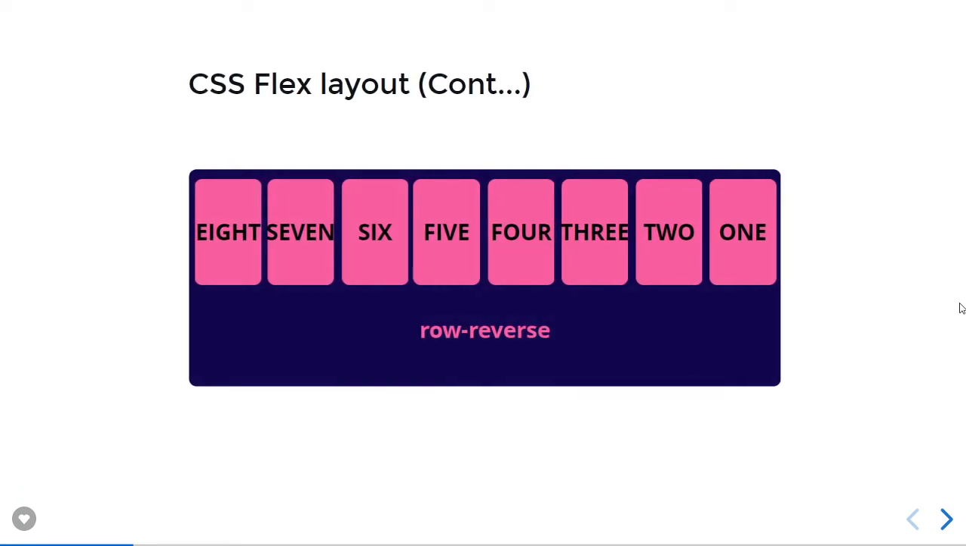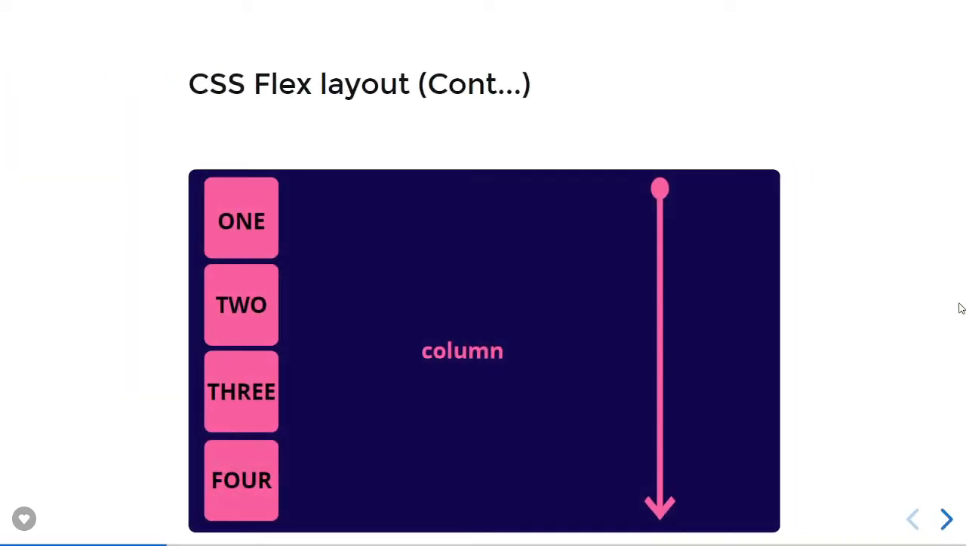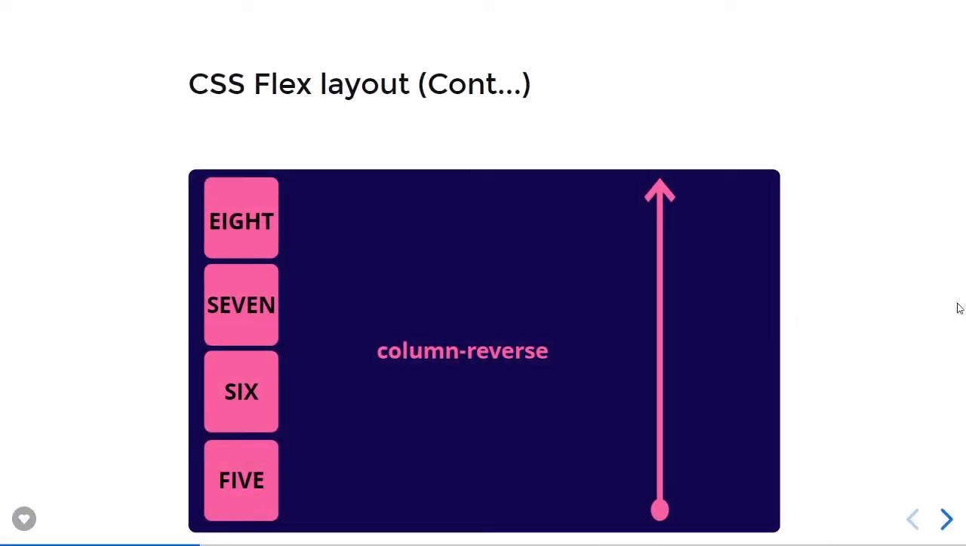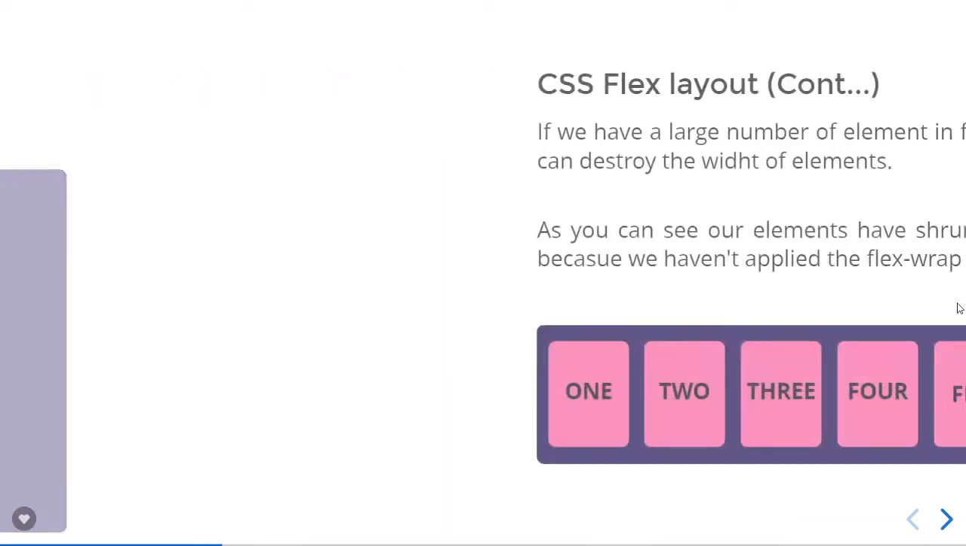So here we have used the flex direction row reverse. It reverses all the elements. By using the flex direction column property, it changes the direction of the boxes to the column. When using flex direction column reverse, it will reverse all the elements in the column.